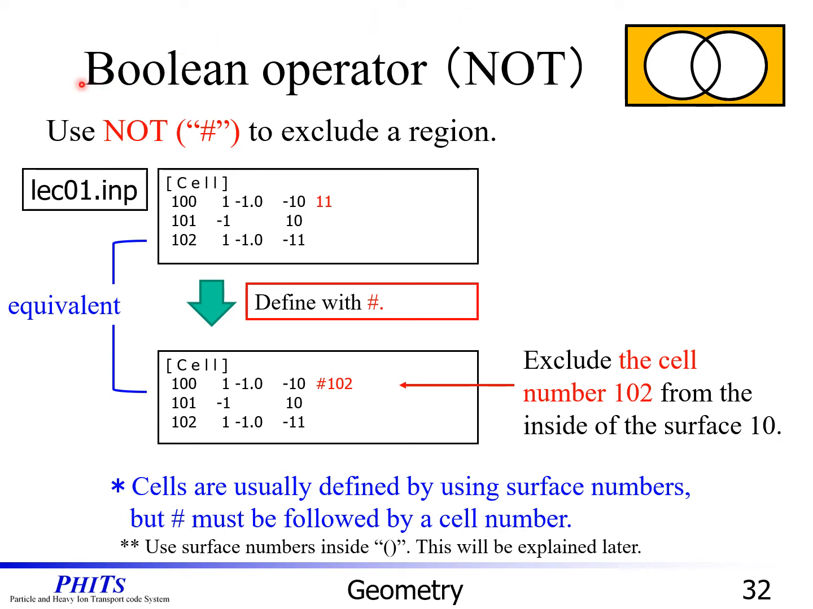Next, here is shown the Boolean operator NOT. When you want to exclude cells from the other cell, you can use the hash mark. It means NOT. You can define cell 100 by using NOT, like that. It means cell 102 is excluded from the inside of surface 10, thus they are equivalent. It should be noted that cells are usually defined by using surface numbers, but the hash mark must be followed by a cell number. When you use surface numbers with the hash mark, you have to set the surface numbers inside round brackets. This will be explained later.